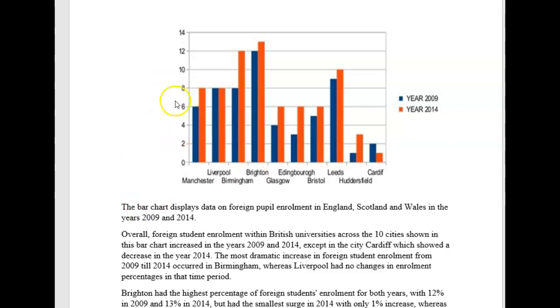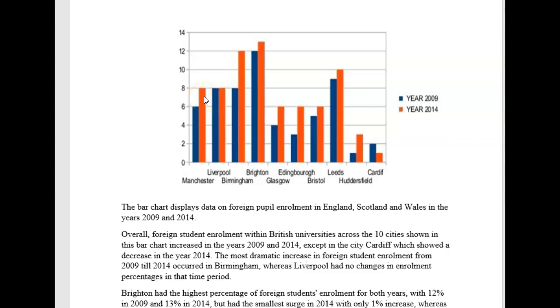Essentially, you're not going to mention every single one, obviously, because it's 20 pieces of data. But what a chart like this allows you to do is group like things together. And that's what I would have done with Manchester, Liverpool, Birmingham. And it's really a very simple kind of sentence that you could use.